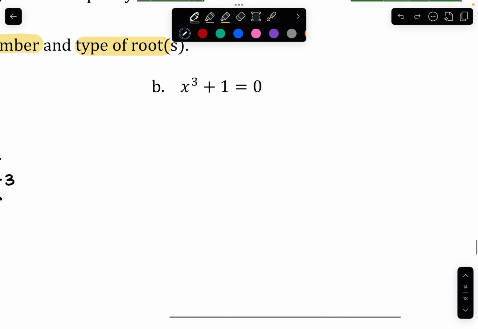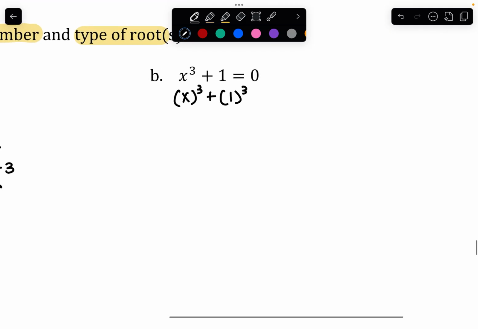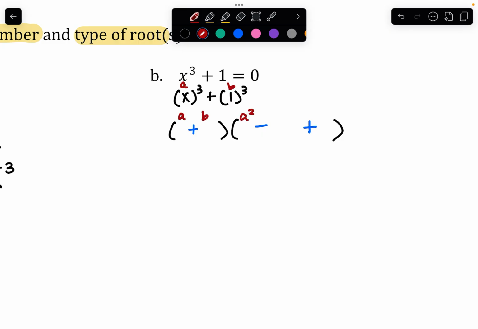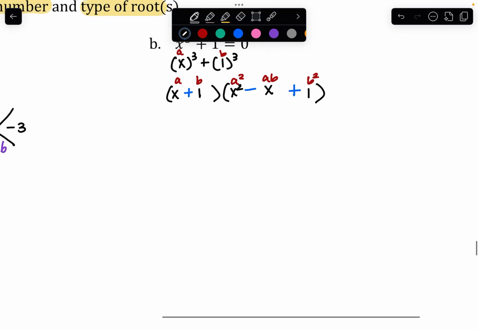Okay, this next one I recognize as a sum of cubes. X and x cubed and 1 are both perfect cubes. And so you make one set of parentheses and then a larger set. You copy the sign, same, opposite, always positive. X is our A and 1 is our B. So A, B, A squared, B squared, AB. And so X, 1, X squared, 1. 1 times x is just 1x. Okay, and so these are our 2 factors.